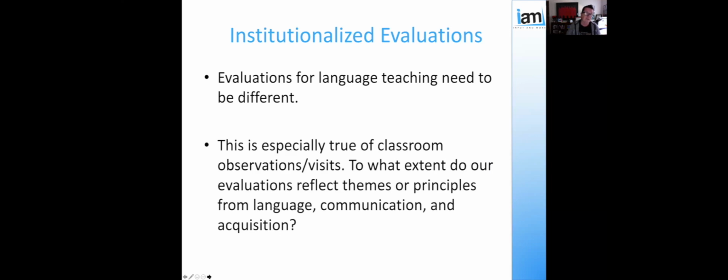So evaluations for language teaching need to be different than for teaching literature or teaching chemistry or teaching any kind of science. Okay, and this is particularly true of observation and classroom visits. So to what extent do our evaluations reflect themes or principles from language and communication acquisition? When I go in and I look at that language teacher, I'm looking at what's going on in classrooms. Am I keeping in mind the nature of language, the nature of communication? Is that informing the evaluation form I use and what I'm looking at or not?